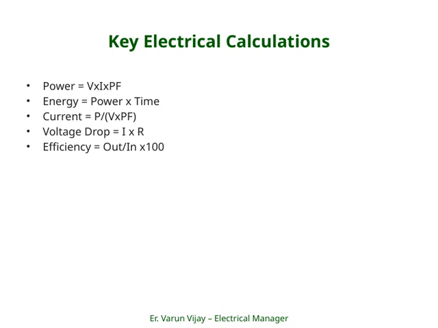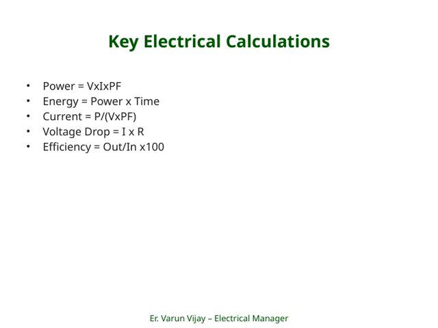First, we have power, which is calculated as voltage times current times power factor. This formula helps us determine how much electrical power is being used or supplied in a circuit. Next, energy is simply power multiplied by time, giving us an idea of how much energy is consumed or produced over a period. Then there's current, which can be found by dividing power by voltage times power factor.